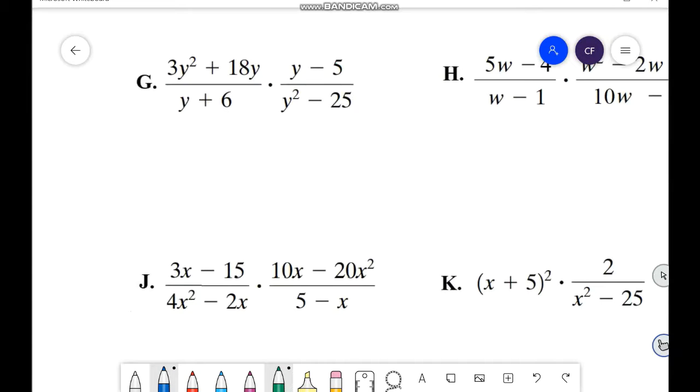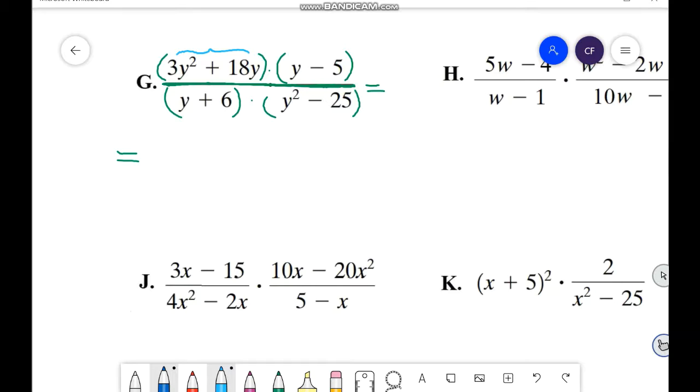For letter G, well, the multiplication is kind of simple. You just put together the line, draw a long line here. You're going to multiply all the numerators, and you will multiply all the denominators. But you have to factor out and simplify, right? So let's try to factor out first.